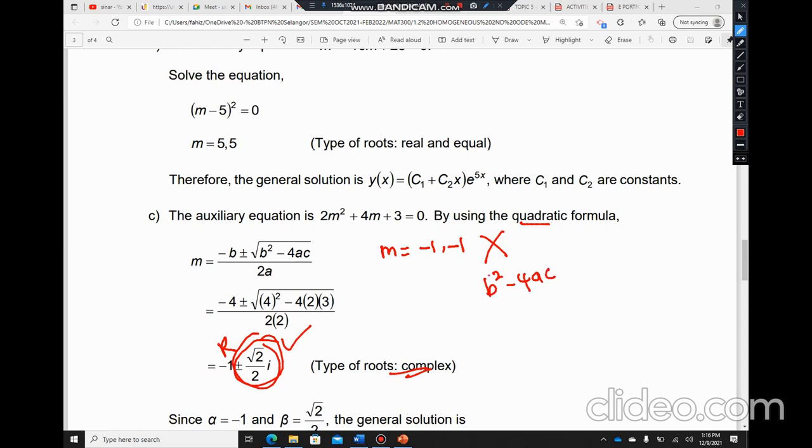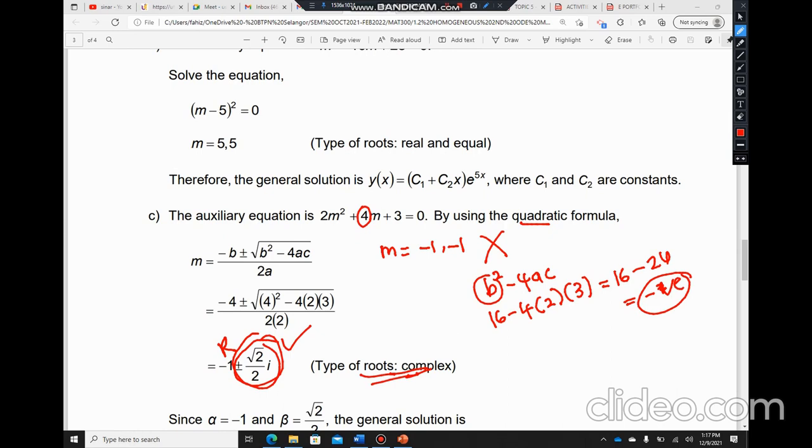Okay, awak masukkan dulu B which is 4. So kat sini dapat 16 minus 4. Okay, A 2 and C 3. Okay, so awak dapat kat sini 16 minus 4 darab 2, 8. 8 darab 3, 24. So dapat nilai yang negatif. Okay, bila nilai negatif, dia adalah complex roots. Dia dapat negatif.